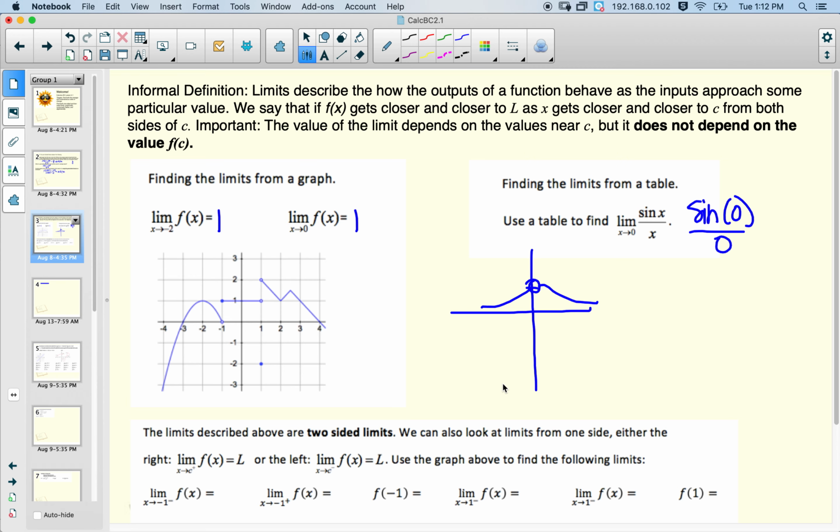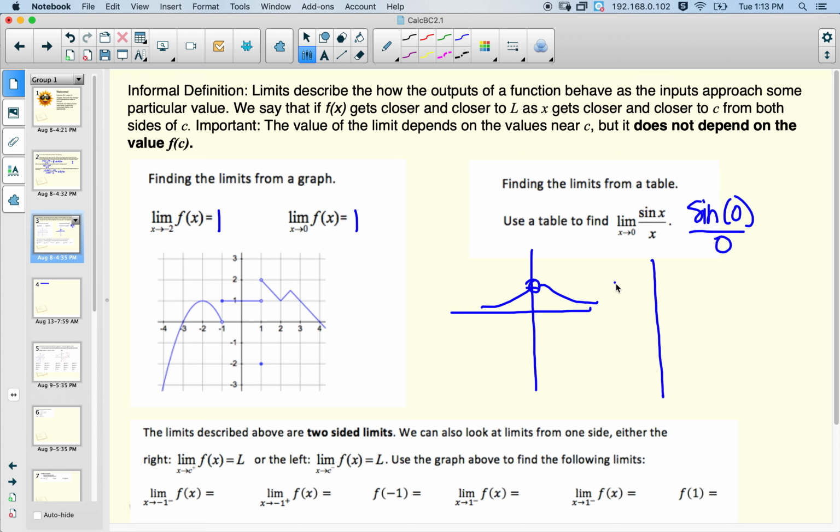That's a pretty bad drawing, but you get the idea. There's a hole right there. So I think that the limit is going to equal 1. Looks like from the left-hand side, I'm approaching 1. From the right-hand side, I'm approaching 1, even though at 0, sine x over x is undefined. But I could verify that with a table.